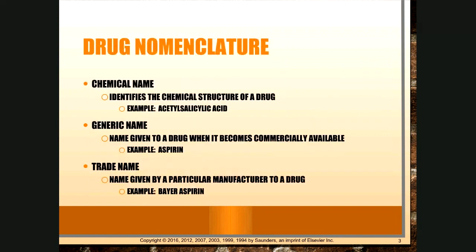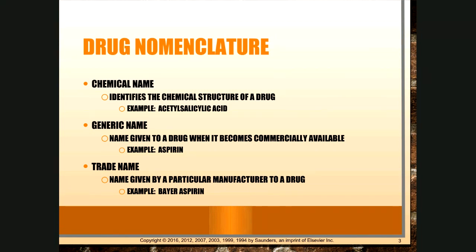When we look at drug nomenclature, drugs can have three different names. Typically, the first name it's given is its chemical name. When it's first created, it is given a chemical name that defines its chemical structure. And then typically the company that manufactures it gives it a trade name, which can also be called a trademark or a brand name or a proprietary name. And that's the name given by a particular manufacturer of a drug. And once it becomes commercially available, a drug is given a generic name.